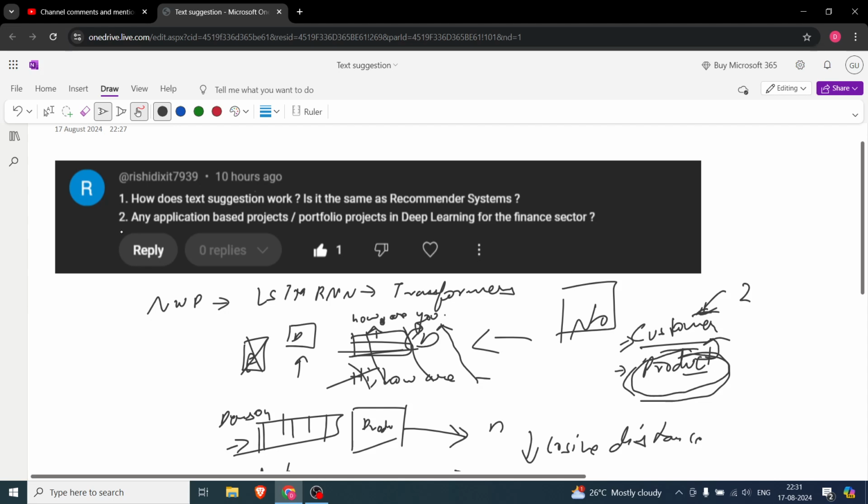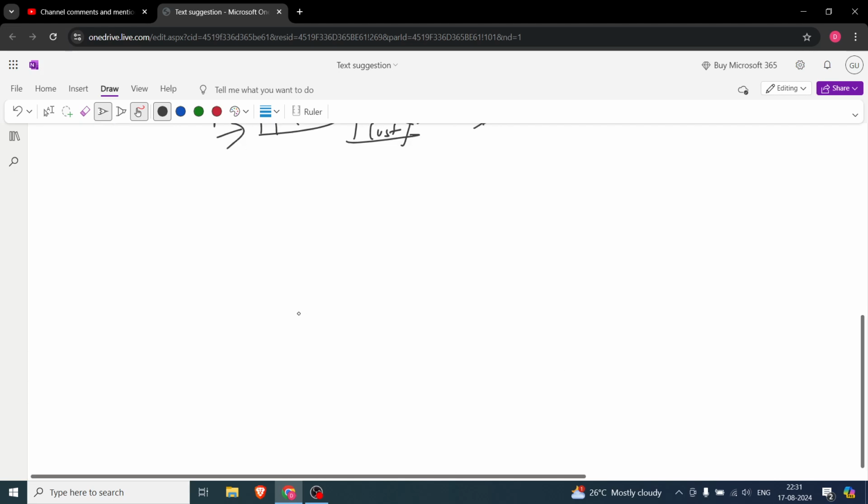Now let's go to the second question: are there any application-based projects or portfolio projects in deep learning for the finance sector? When you talk about the finance sector in the AI-related field, it just means stock market prediction.